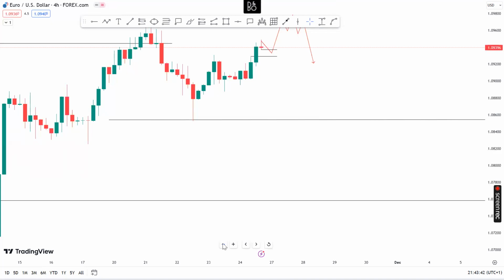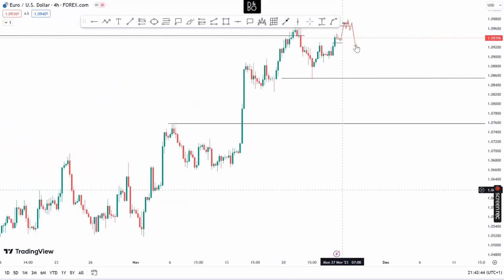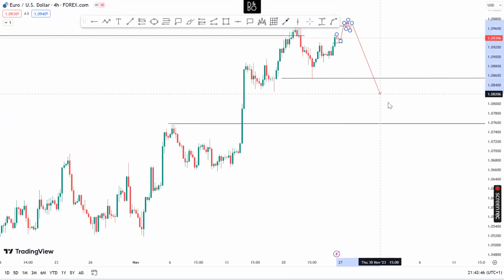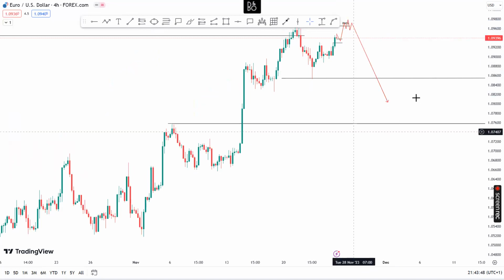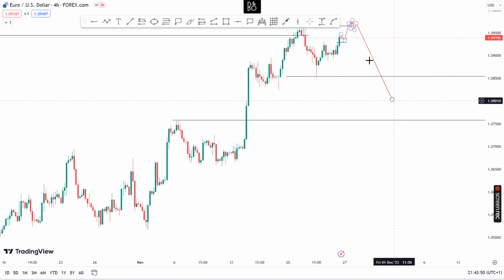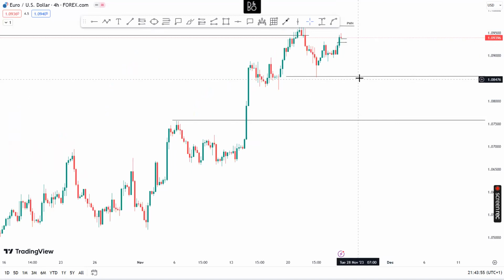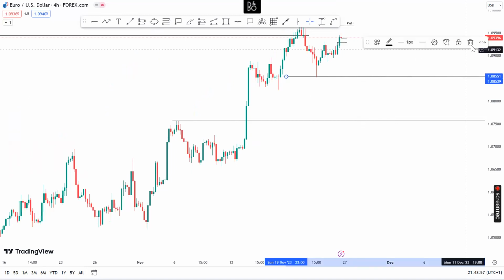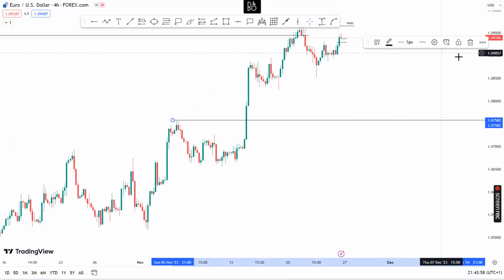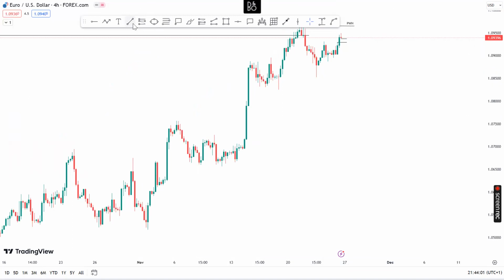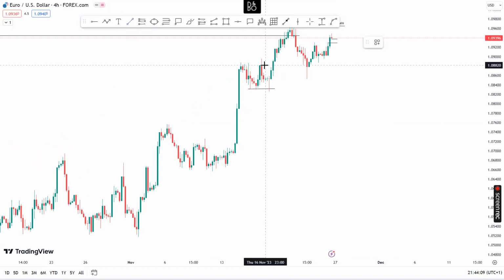So if I should get something like this on Euro USD, I'm expecting to sell it down to this internal drawn liquidity here. And last week I called a trade on Euro USD. Let me show you guys. Last week I saw this stop hunt here and this break of structure here.